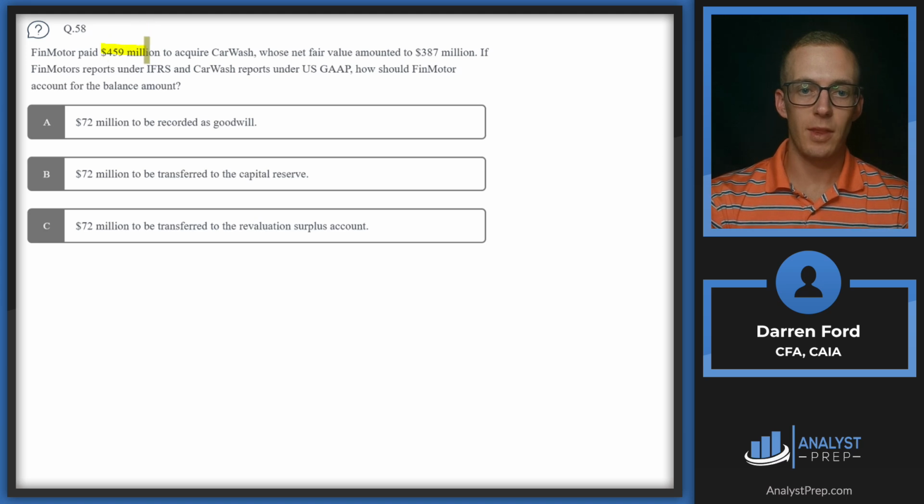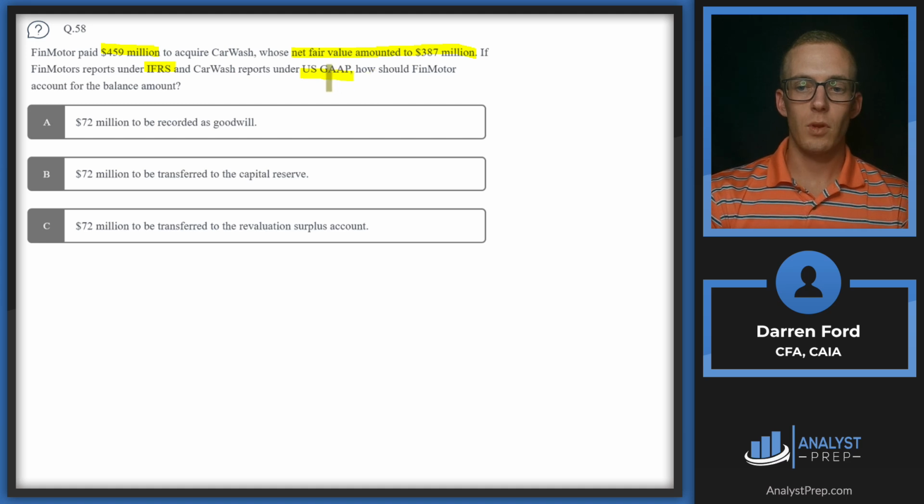So we've got what we paid here, that $459 million, and we basically paid over by $72 million as the fair value amounted to $387 million. So under both IFRS and GAAP, this is a bit of a red herring here, kind of saying that one reports under IFRS, one under GAAP. This is going to be recorded as an intangible asset called goodwill, and that's essentially because this premium that Thin Motor is paying, it's kind of assumed that they're overpaying for a reason, because they should derive some economic value over just that fair value amount.